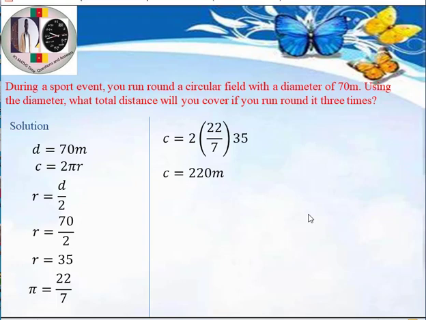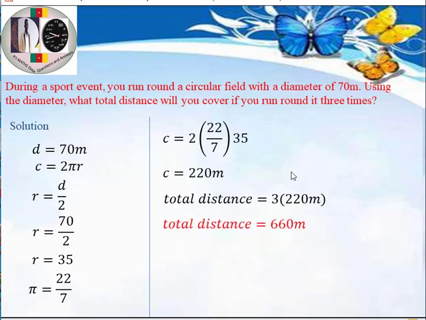But that is the distance you are going to cover if you run round the circle once. We are saying that if you run round the circle 3 times, what's the distance? So we are going to multiply this distance for 1 time running by 3, which will cover for running round the field 3 times. So the total distance will be 3 times 220 meters, and that will give us a total distance of 3 times round the field of 660 meters.